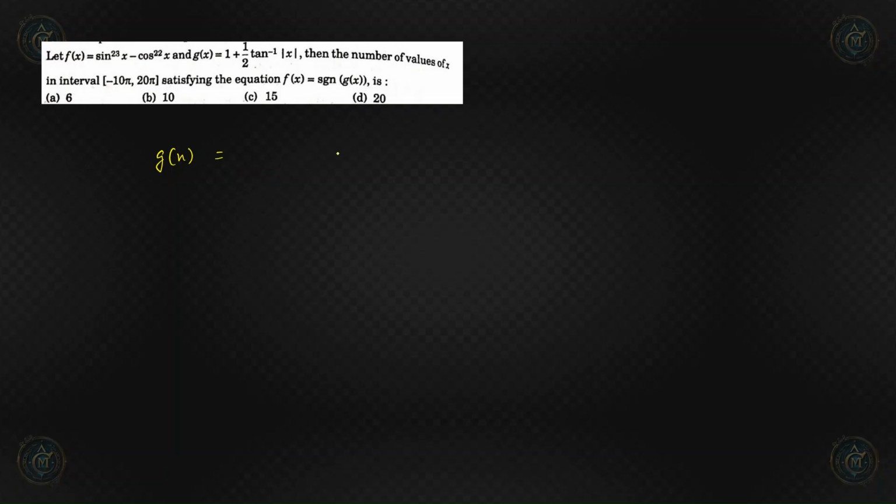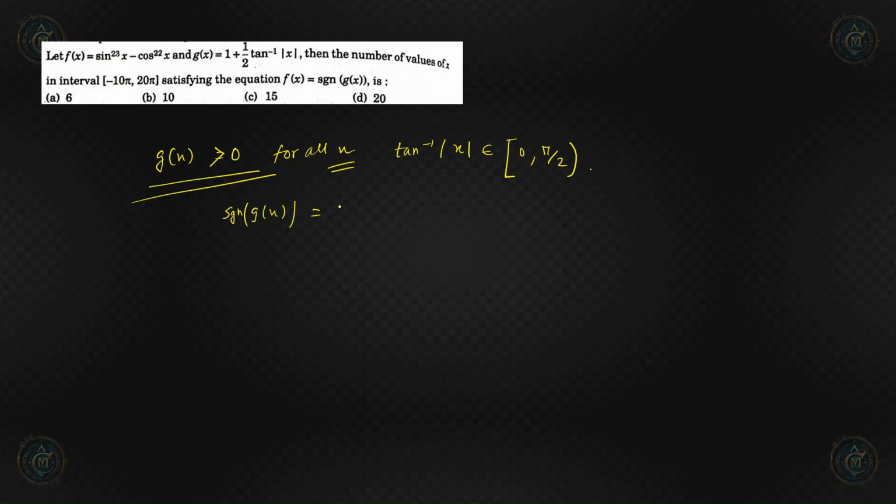So we must have tan inverse mod x belonging to the interval closed 0 to open pi by 2, right? So we can say clearly this g(x) is positive for all x. So what will be signum g(x)? Signum g(x) is 1, right? Signum of this function is equal to 1 for all x. Then we have to find the solutions of the equation f(x) equal to 1.